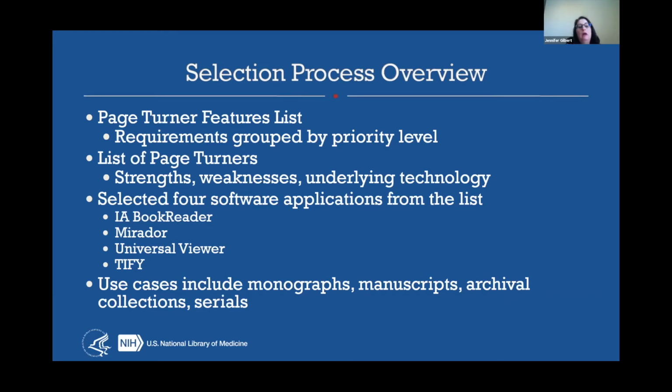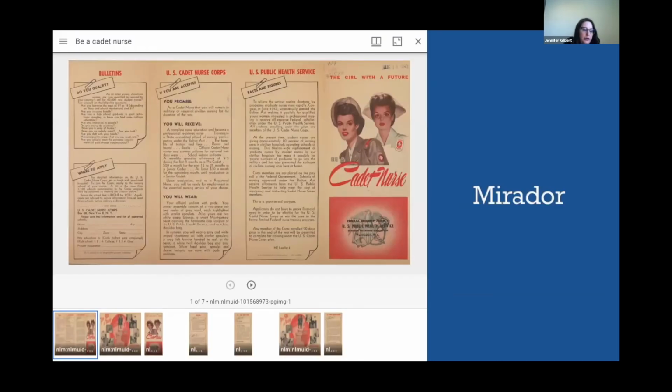We also decided on examples, use cases from our collection. And here is one of our resources, an Army Cadet brochure. This is in the native Mirador 3 interface. This is an example of a couple of our use cases: a 2-sided item and mixed dimensions, which you may be able to see in the thumbnails, that there are different page sizes. Again, this is out of the box Mirador, and we noted during our evaluations which features are customizable.